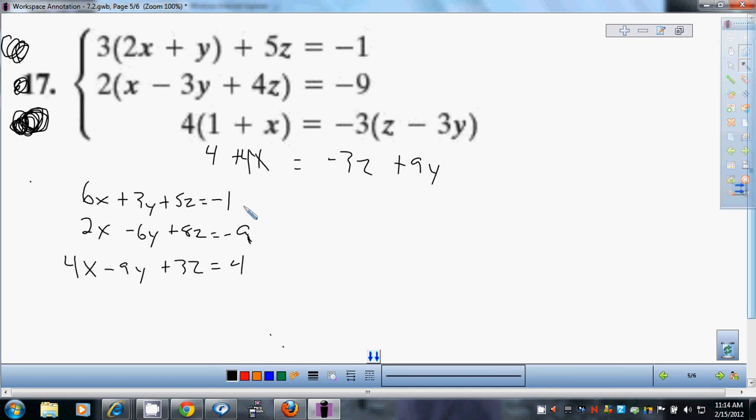Just like yesterday, if you get a false statement, if everything cancels somewhere and you get like 0 equals 7, just like yesterday, no solution. Or if you get a true statement, like, what was the one you got yesterday? Was it like 12 equals 12 or something? That means you have infinitely many solutions. Same as yesterday.